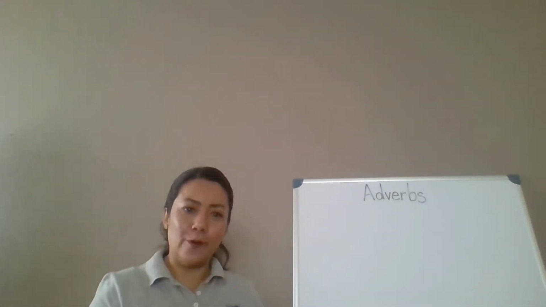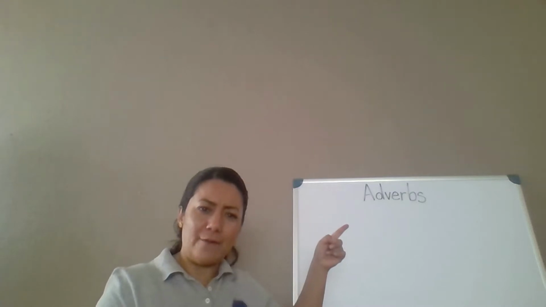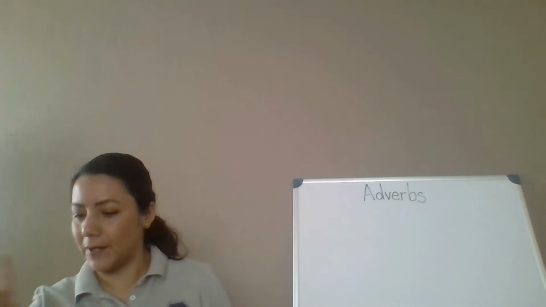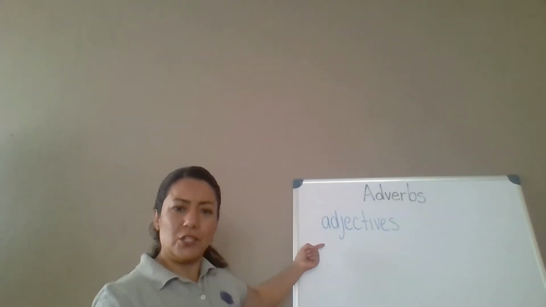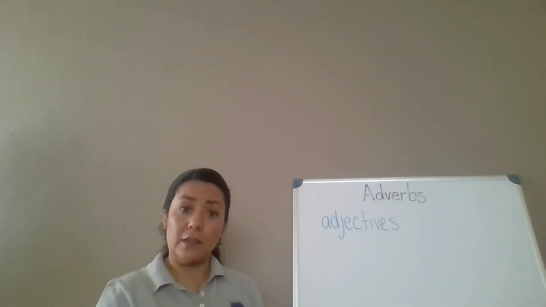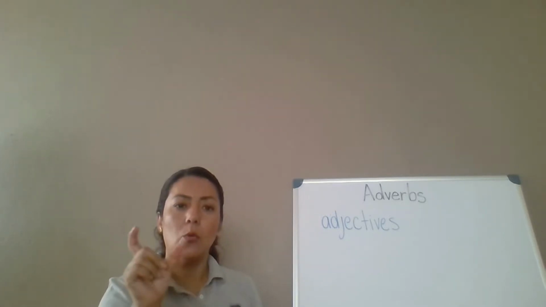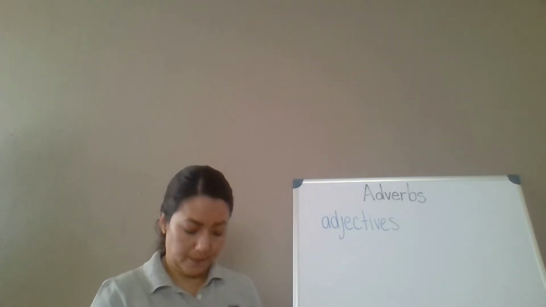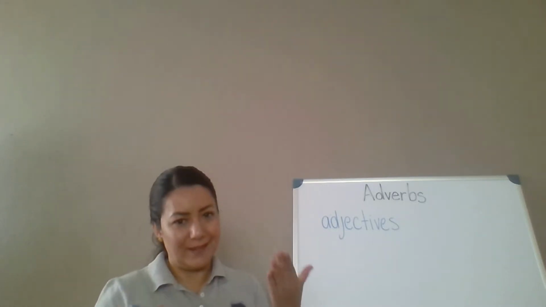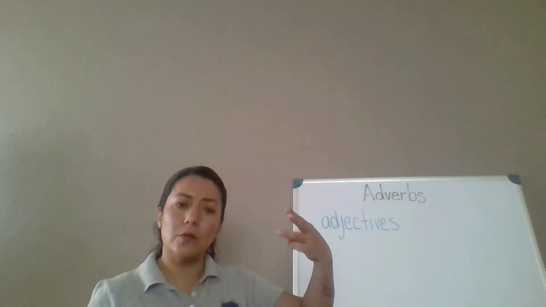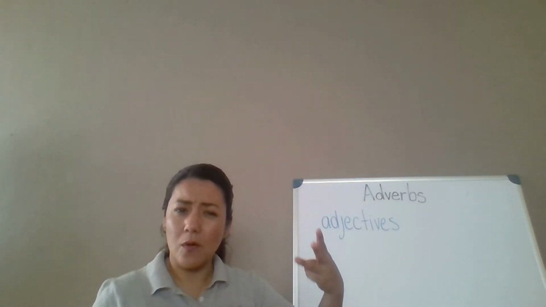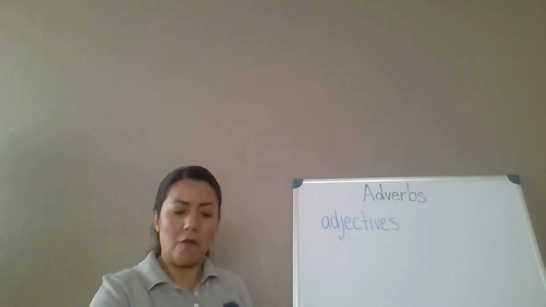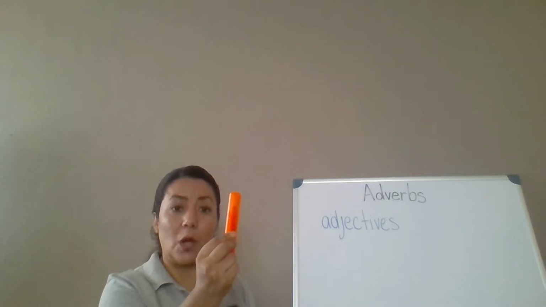Okay, before we start with adverbs, let's remember something that is very similar. For example, adjectives. Adjectives, if you remember, are simple words that describe things, describe nouns. In that case, it's things, animals, places, and people. Okay? Adjectives describe nouns.